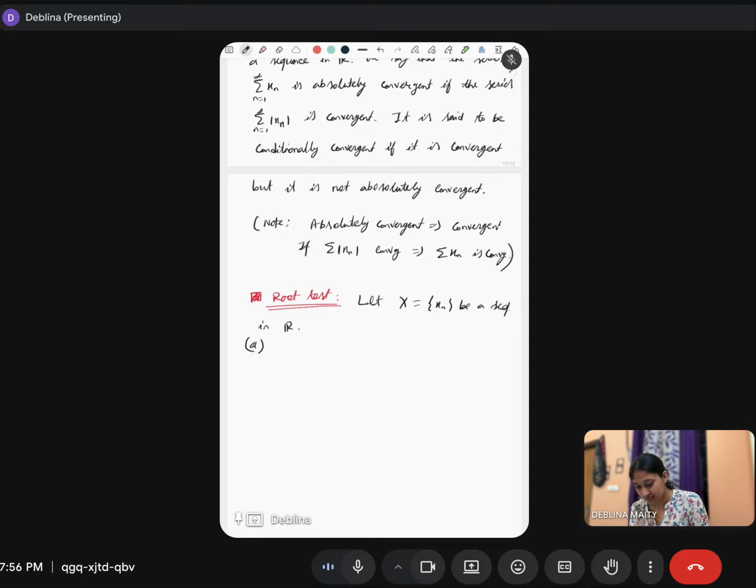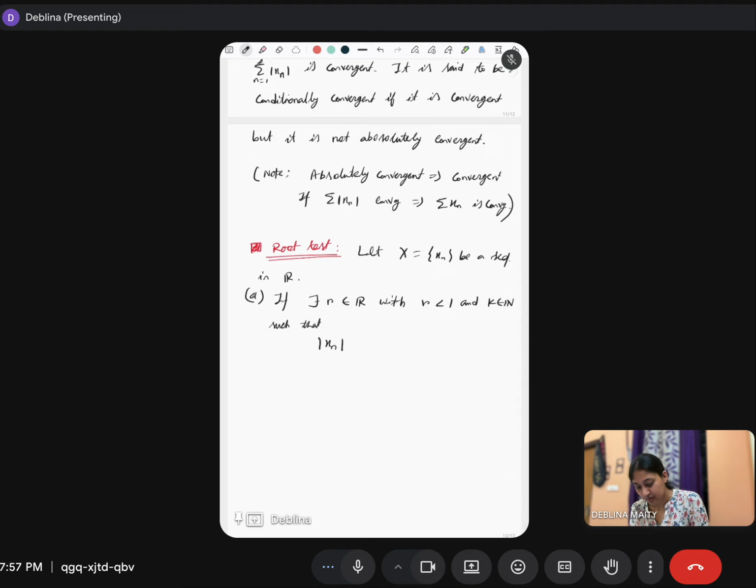Then this test says if there exists r, a real number with 0 less than r less than 1, and k belongs to N, such that modulus of xn to the power 1 by n is less than or equal to r for n greater than or equal to k, then summation xn, n equals 1 to infinity, is absolutely convergent, right?